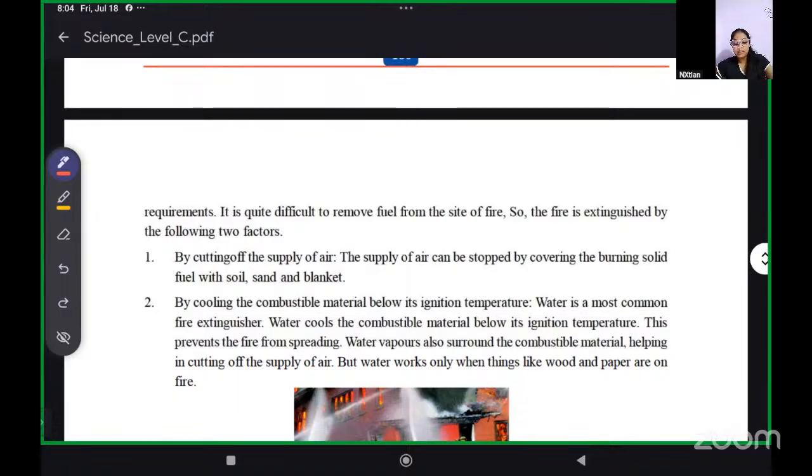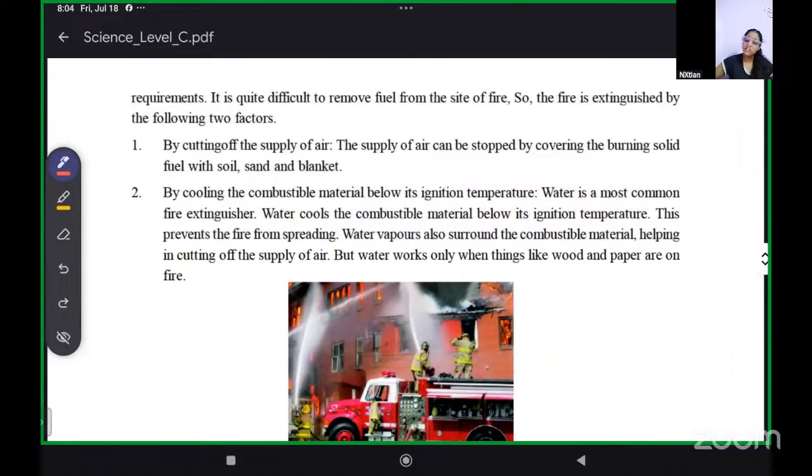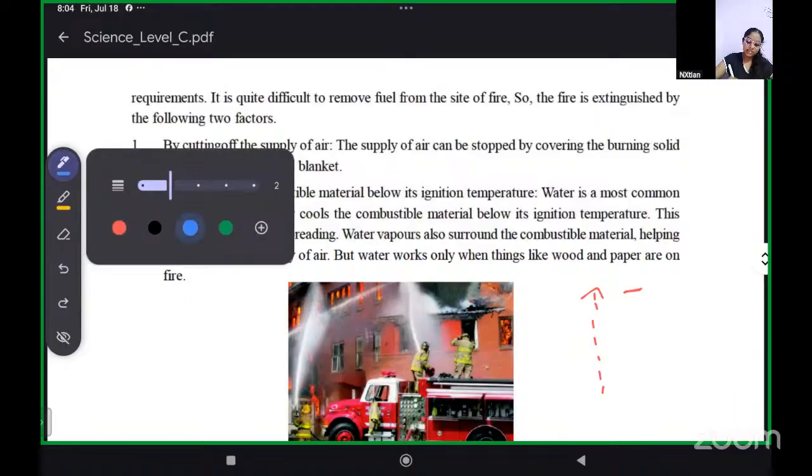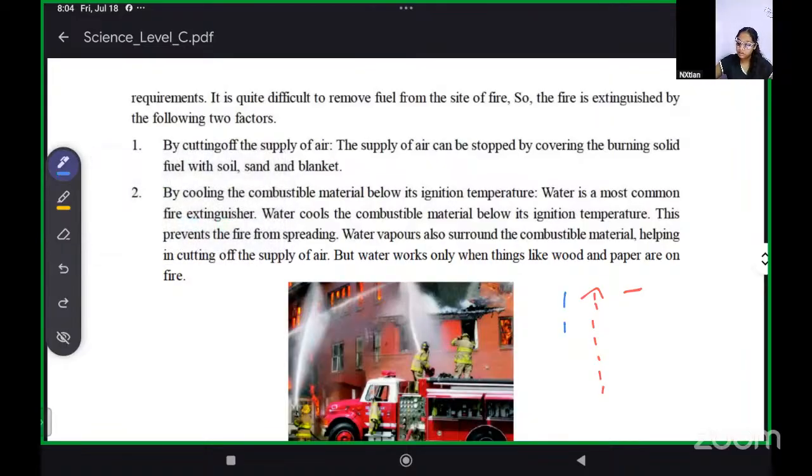Then, by cooling the combustible material below its ignition temperature. We know that fire only occurs when the temperature reaches a point where it will be ignited and start burning. So it is cooled down below this ignition temperature for the fire to cut off.